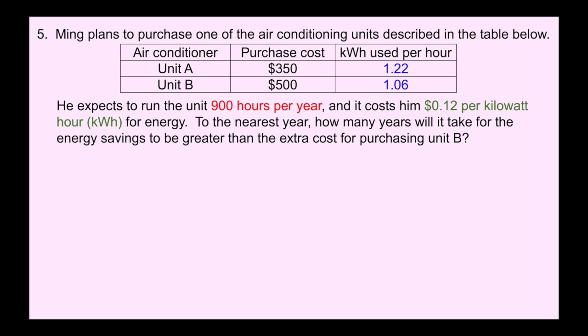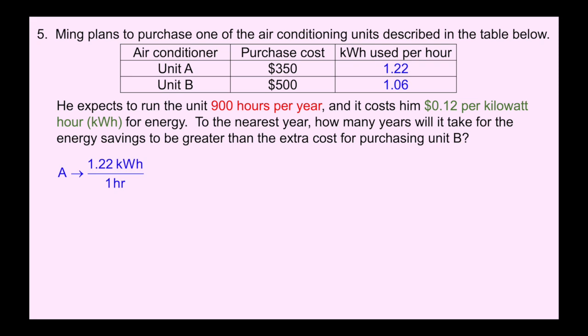For number 5, Ming plans to purchase one of the air conditioning units described in the table below. He expects to run the unit 900 hours per year, and it costs him 12 cents per kilowatt hour for energy. To the nearest year, how many years will it take for the energy savings to be greater than the extra cost of purchasing unit B? So I'll start by looking at the yearly cost for each one.